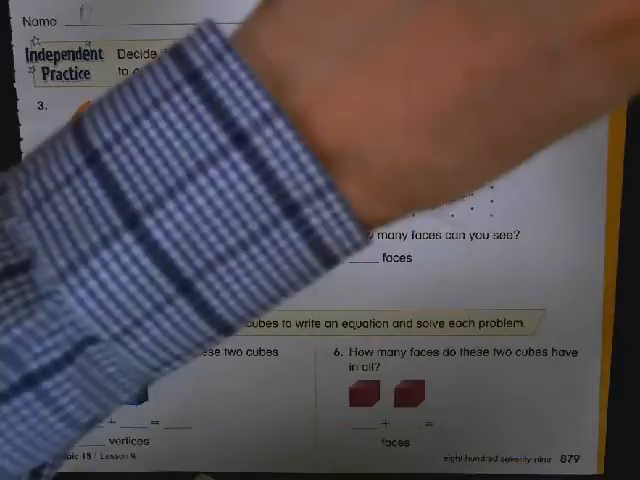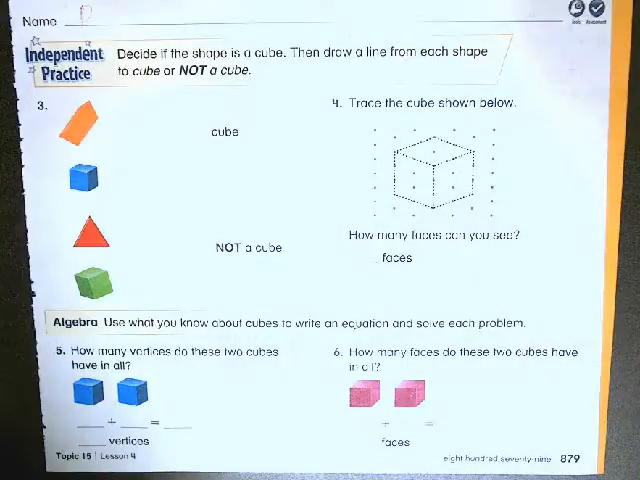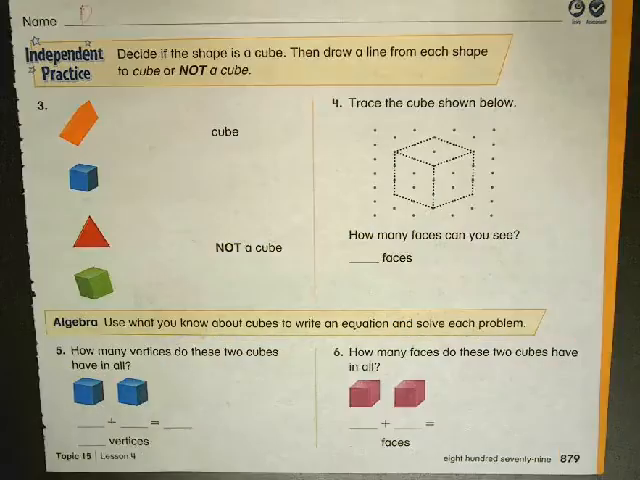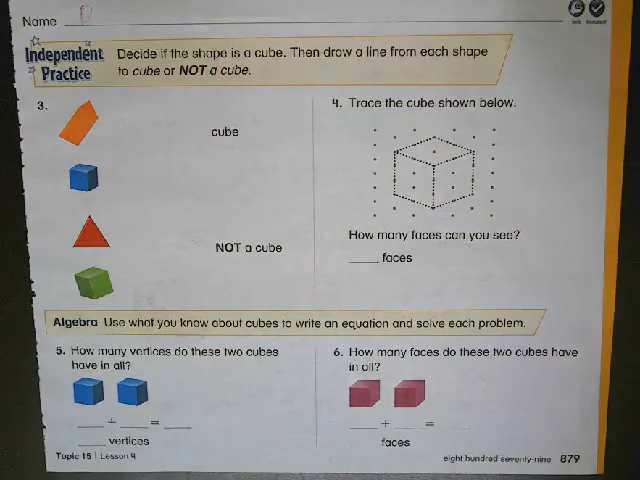Good morning, friends. Today we have 15-4, which would be pages 879, 880. The focus of the lesson is exclusively on cubes.